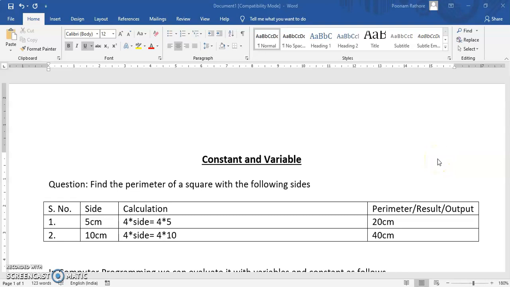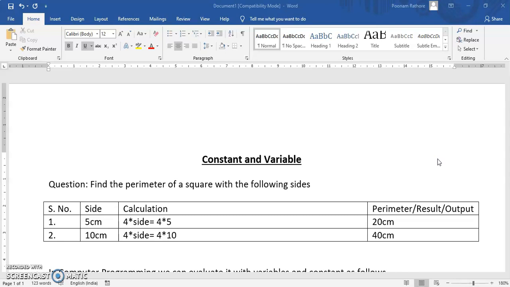In this video, we will see what the differences are between the constant and variable which are used in each and every programming language. If you are a beginner, you may get confused between the constant and variable. So let's clear the difference over here.